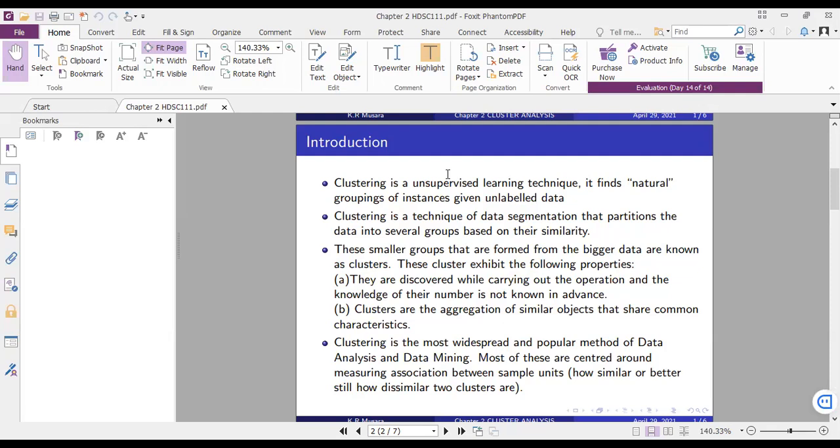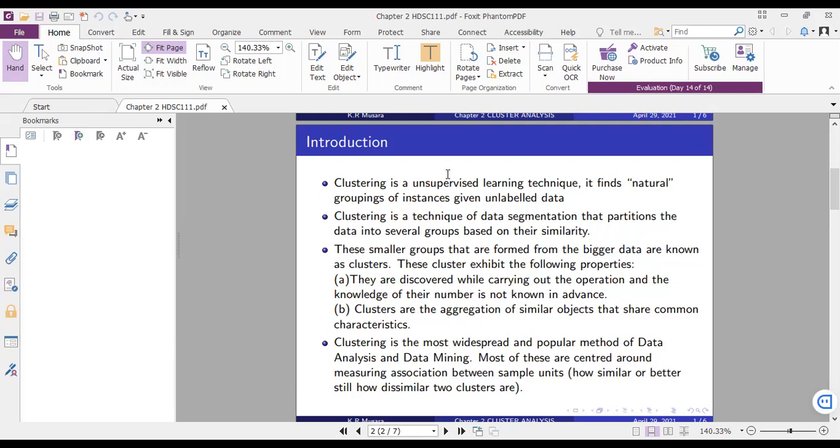These groups, formed from a bigger data set, are known as clusters. These clusters exhibit the following properties. They are discovered while carrying out the operation, and their number is not known in advance. Clusters are aggregations of similar objects that share common characteristics. Probably you'd get a group of people who favor a particular wine in a particular area, so they share a common characteristic.